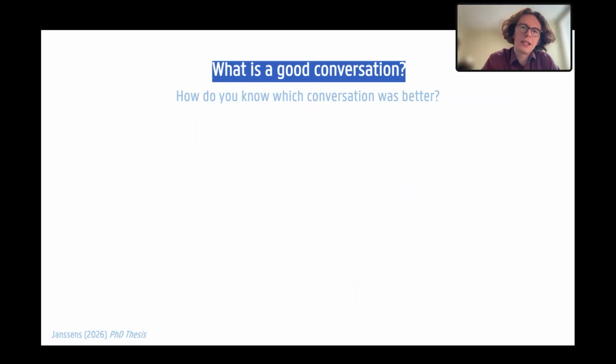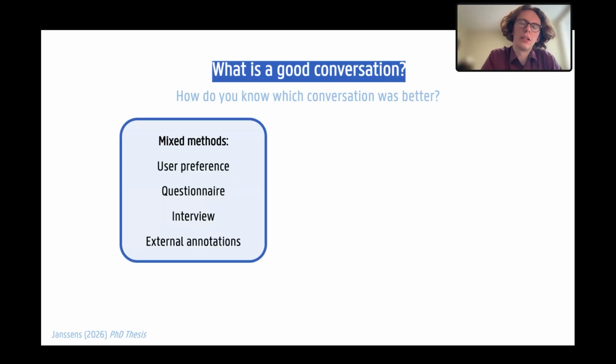Now, can we then measure whether this is a good conversation and to know which conversation is better if we're trying to compare two systems? Well, on one hand, we use different methods.